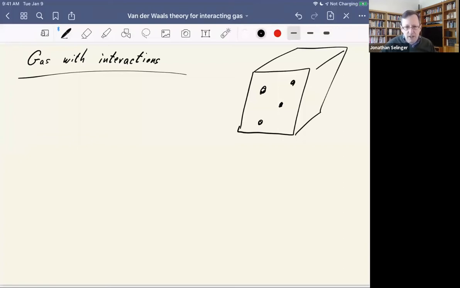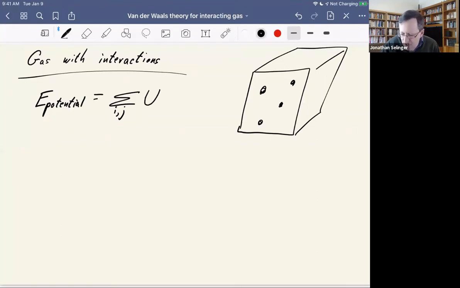They don't just feel gravity or feel the walls of the box. So now there's going to be an interaction between each pair of molecules, right? So interaction between those guys, those guys, those guys, and so forth. And so all of that can go into the potential energy. So we could say that there is some potential energy, which is the sum over pairs of molecules. So molecule number i interacts with molecule number j.